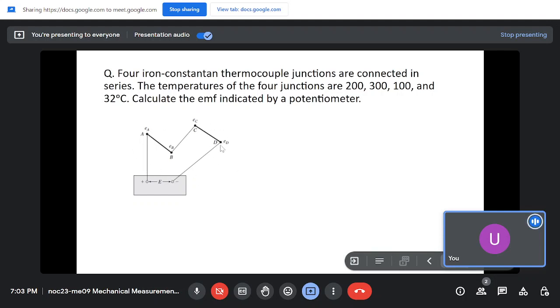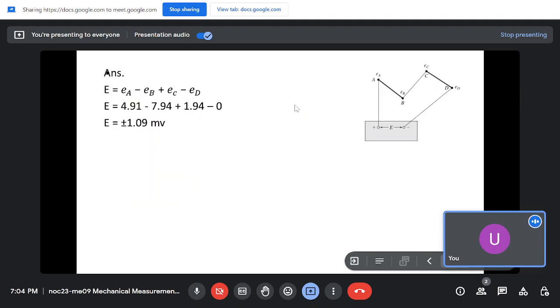If you use another metal, and the potentiometer being of different material, another junction can form. So you are using the same material here to connect the potentiometer, to ensure that you have only four junctions A, B, C, D. They have given that the four junctions are at temperatures of 200, 300, 100 and 32 degrees. Sorry, this is in Fahrenheit, 32 degrees Fahrenheit. So calculate the EMF indicated by the potentiometer.